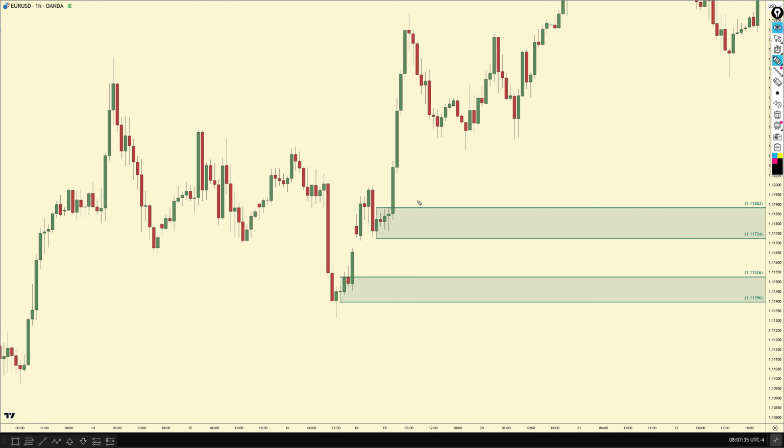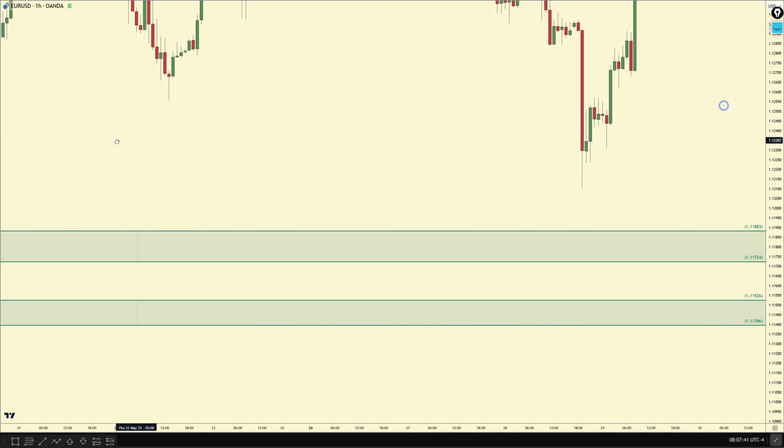So both of these zones are fresh. Why? Because price never contacted them. If we continue to go on, I'm sure they were hit eventually.